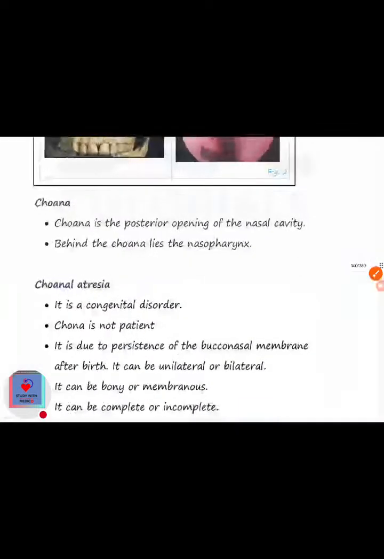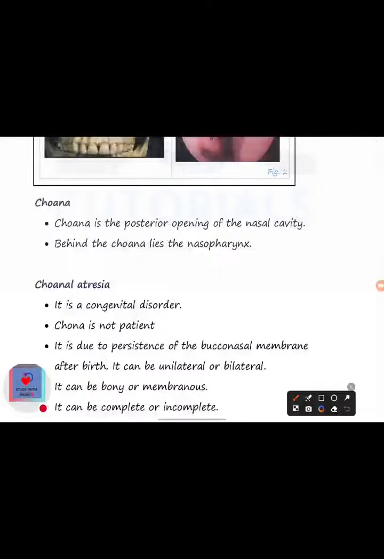What is choana? We have seen concha. Some people get confused. Just now you taught about choana. Choana is different. Concha is different. Concha is the bony part of the turbinate. Choana is the posterior opening of the nasal cavity.